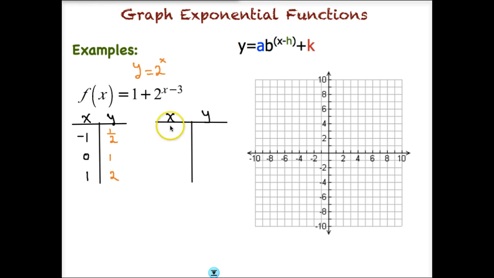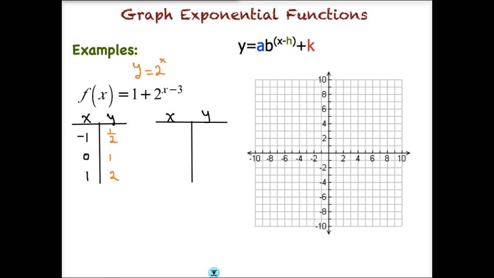For this first example, it's very important that you identify the parent function. So I wrote out y equals 2 to the x. Remember that the negative 3 or the minus 3 and this plus 1 here, those are part of our transformations. Our parent function is just whatever the b value is to the x. So here's my key points.